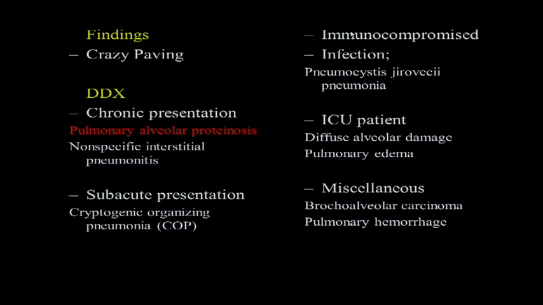In the immunocompromised, it could be Pneumocystis jirovecii pneumonia, which is a new name for PCP. In the ICU patient, diffuse alveolar damage, which is a new name for ARDS. So there are a lot of people who are idle. Pulmonary edema, miscellaneous, bronchoalveolar carcinoma, the new name of which is pulmonary adenocarcinoma, and pulmonary hemorrhage. I'm waiting for a new name for that. All that.